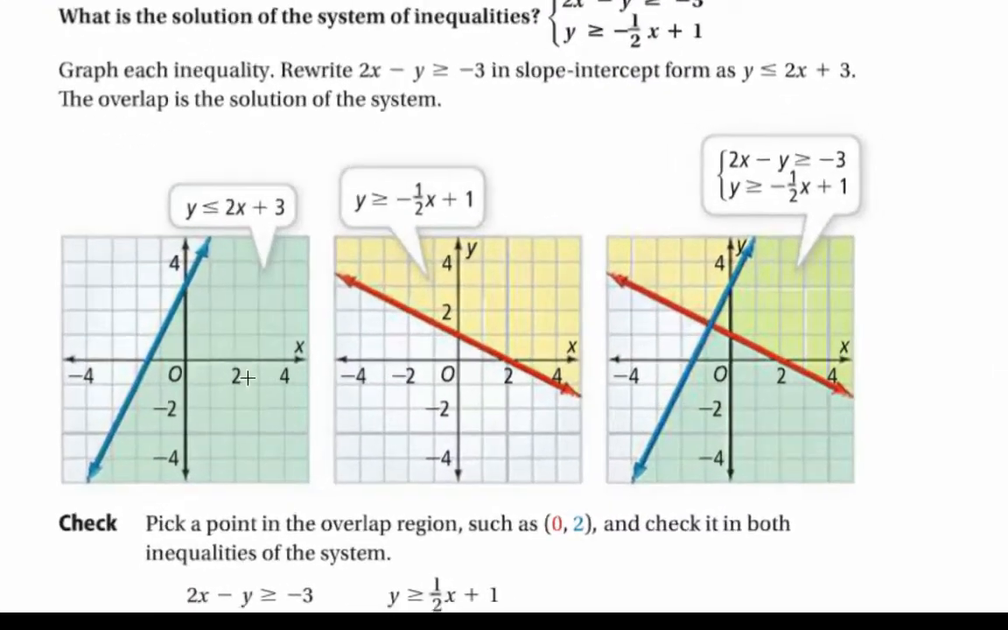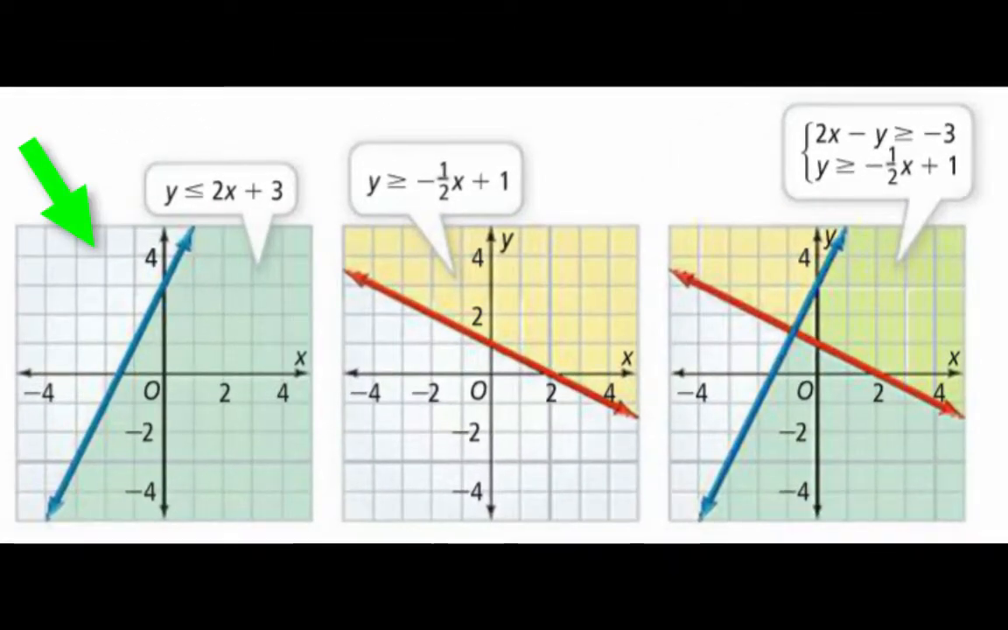So here we have our first graph. We have just the graph of y less than or equal to 2x plus 3. So we can see the blue line is our boundary line. We know it's solid because our inequality is equal to, and we have shading below that line as indicated by our inequality symbol, or we could choose a test point.